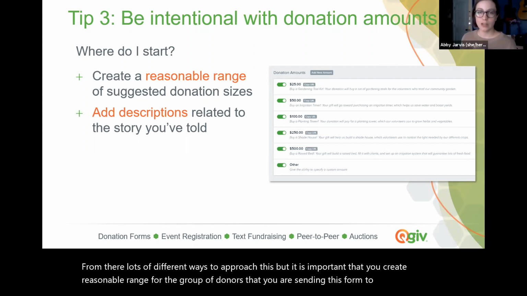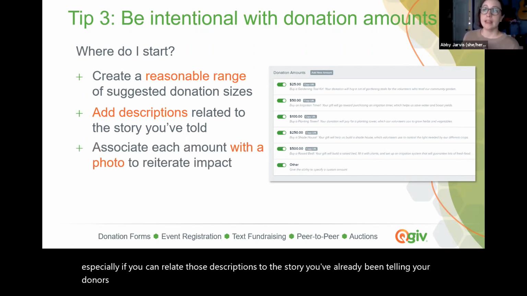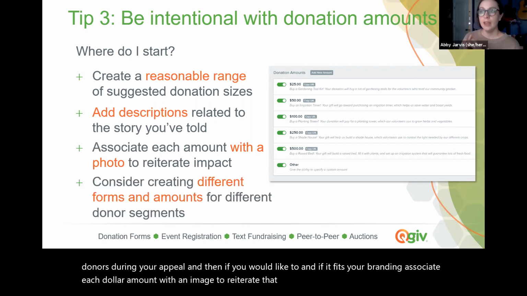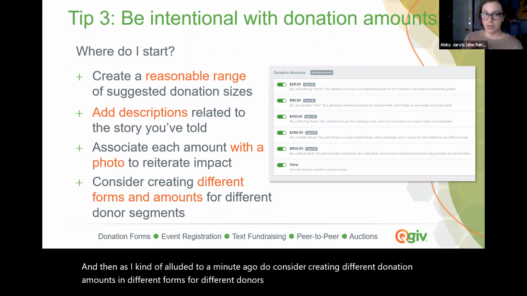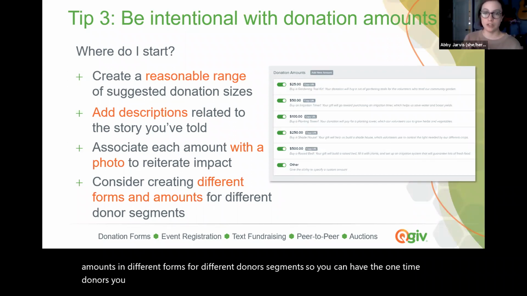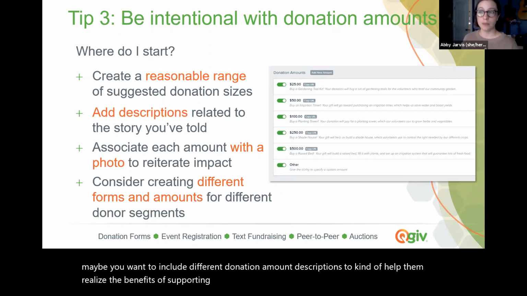Add descriptions, especially if you can relate those descriptions to the story you've already been telling your donors during your appeal. And then if you would like to, and if it fits your branding, associate each dollar amount with an image to reiterate that donor's impact. And then, as I alluded to a minute ago, do consider creating different donation amounts in different forms for different donor segments. So you can have the one-time donors, you can have the major donors. If you are sending a donation form to lapsed donors, maybe you want to include different donation amount descriptions to help them realize the benefits of supporting your organization again after they've lapsed.